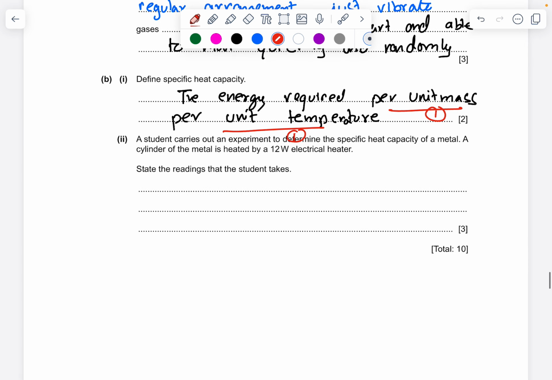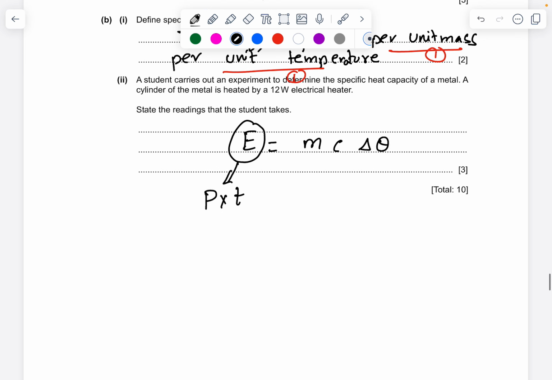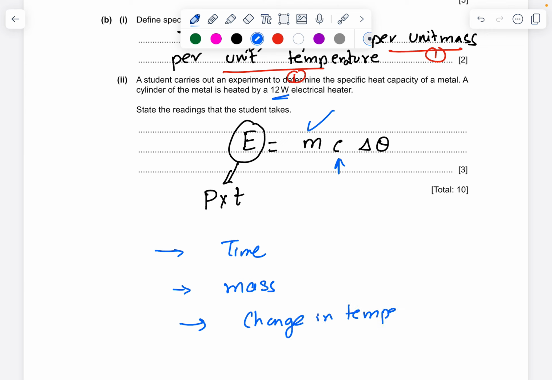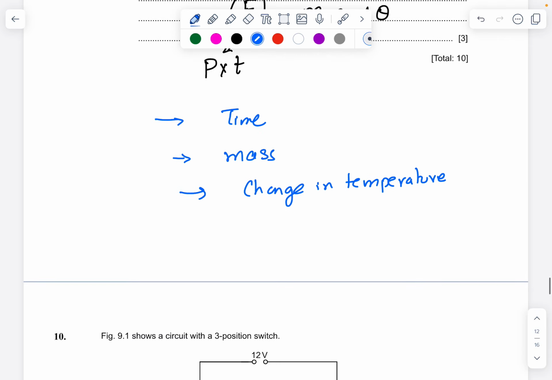A student carries out an experiment to determine the specific heat capacity of a metal, heated by a 12-watt electric heater. State the readings that he has to take. We know the formula E equals mc delta theta, and E is power times time. So what are the readings he should take? Power is already given, so he should measure time. He should measure mass, and then delta theta, the change in temperature. These three readings are to be taken because other readings are already given in the question.